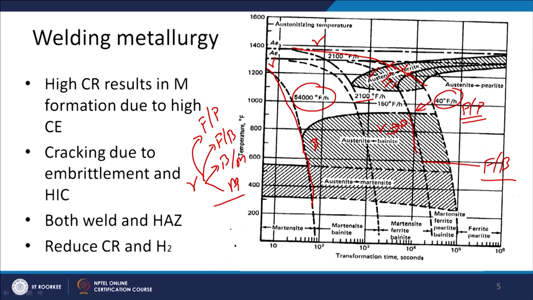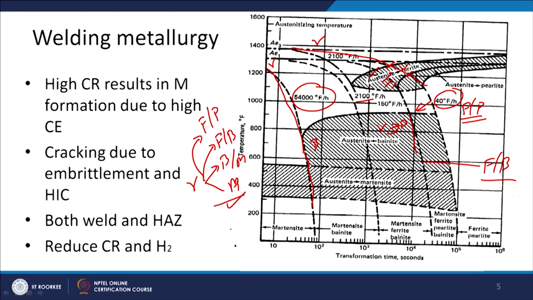A higher cooling rate leads to the formation of the martensite, which will cause embrittlement of the steel and increase the tendency for cold cracking. On the other hand, lower cooling rates will give the softer phases, and will also give enough time for the hydrogen to diffuse out of the steel from the weld as well as the heat affected zone. So the hydrogen induced cracking tendency is reduced.